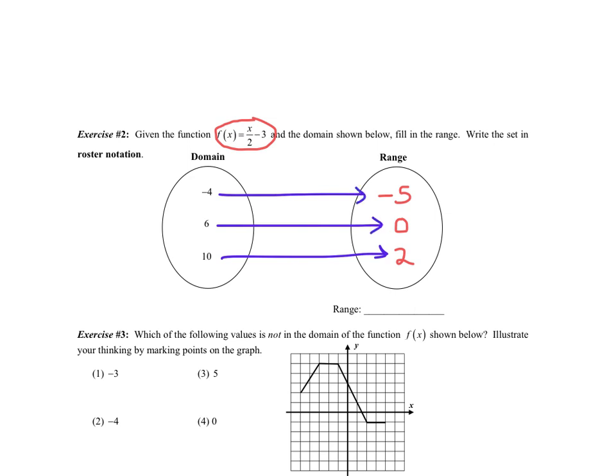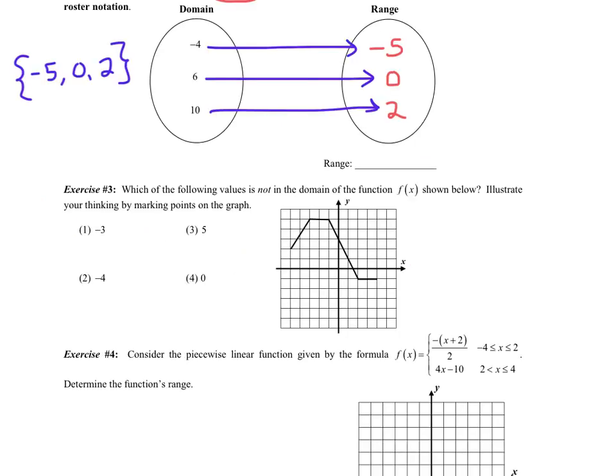It says write the range in roster notation. Well, that just means write as a set. Negative 5, 0, and 2 would be my range. It doesn't matter what order I write those in. It's called a set of numbers, and in a set, order doesn't matter. I could mix them up. They happen to be in numerical order in this case. It doesn't matter at all, though. Okay, so that's roster notation. And again, we can just write them as a list. On the graph, we couldn't write them as a list because there's infinitely many points. In this short little quick domain and range mapping, we could write them in a list, a little roster.